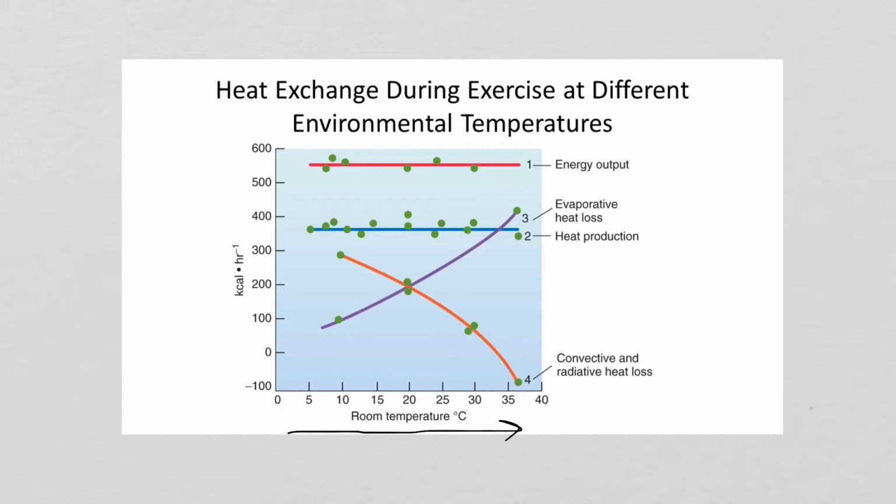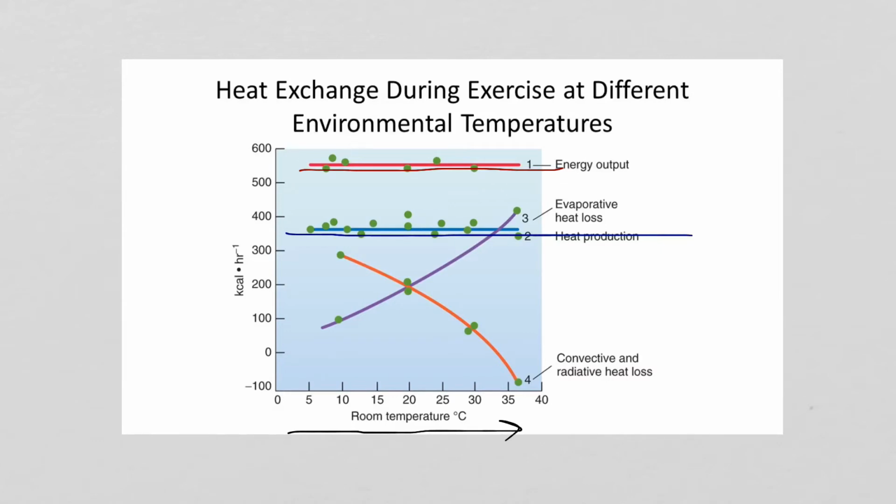First, we have energy output. That's the work that's being done, or the energy required to do the work, sorry. That's the red line at the top. That's this one here. The blue line shows us the heat production. So the person is producing this much heat. And then the purple and the orange lines are showing us evaporative heat loss is the purple line, and the orange line is the convective and the radiative heat loss.